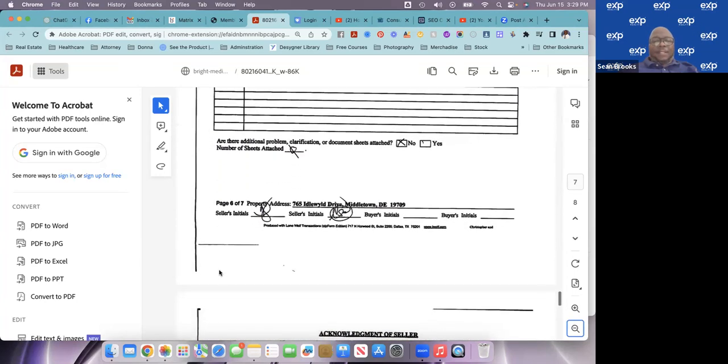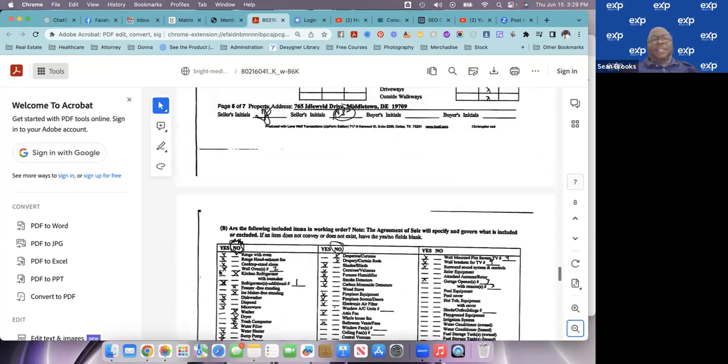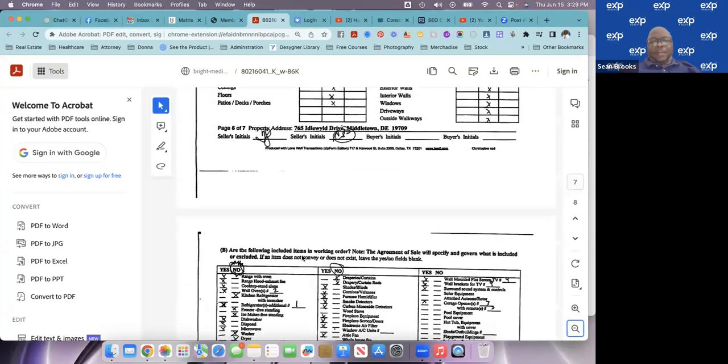So hopefully this gives you a little clarity about the sales disclosure. There's also radon and there's a lead one. The lead one applies to any house that was built before 1978. So on a house like this, it doesn't matter. It's not included. You don't even need the form.